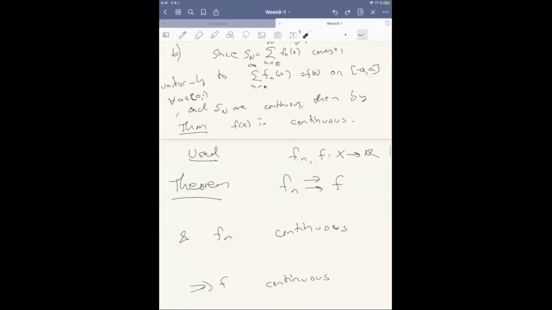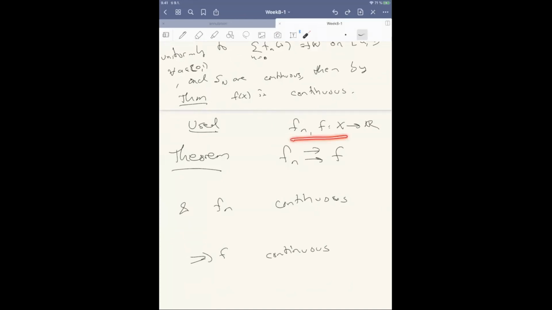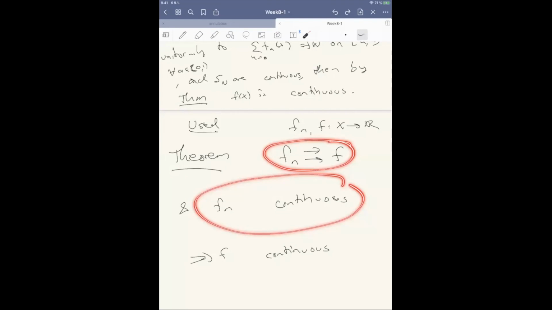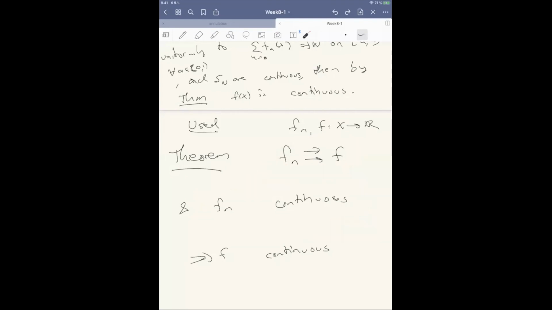So what did we use here? We used the fact that if you have continuous functions on any metric space, so f_n is continuous, and f_n converges uniformly to f, then the limit function is continuous.